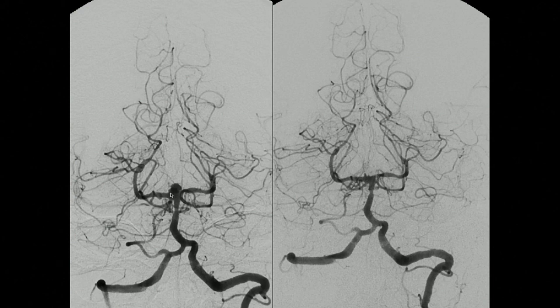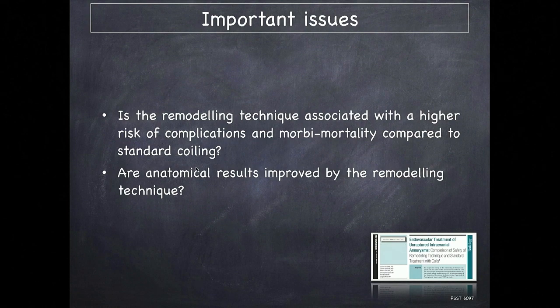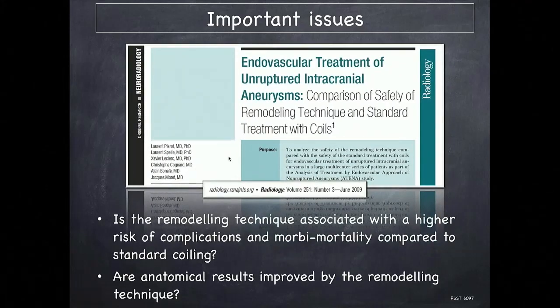Since we are using remodeling, everybody was wondering if it was more dangerous to use a balloon, because you interrupt the blood flow to the brain and you may have ruptures of the vessel. So we were wondering about the safety and about the anatomical results. And the answer came 10 years ago. Laurent Spelle was conducting a study in France regarding the treatment of non-ruptured aneurysm. It is the Athena study.